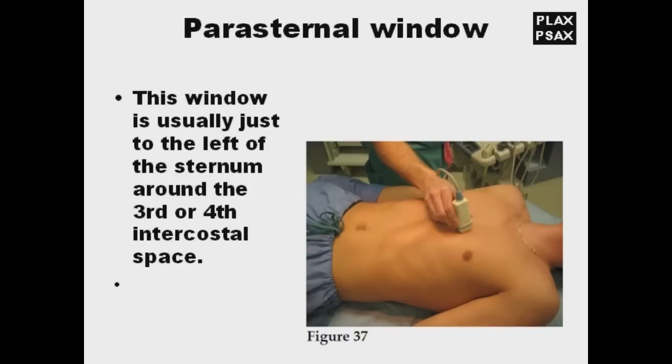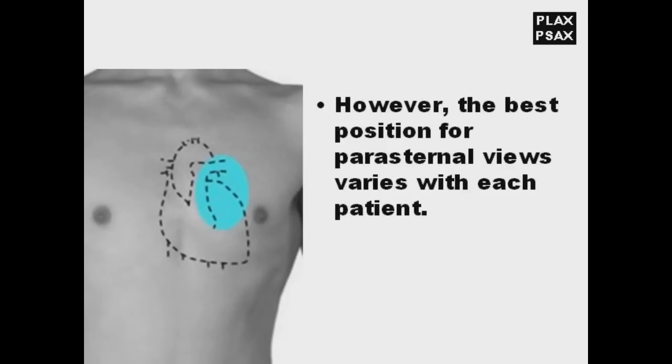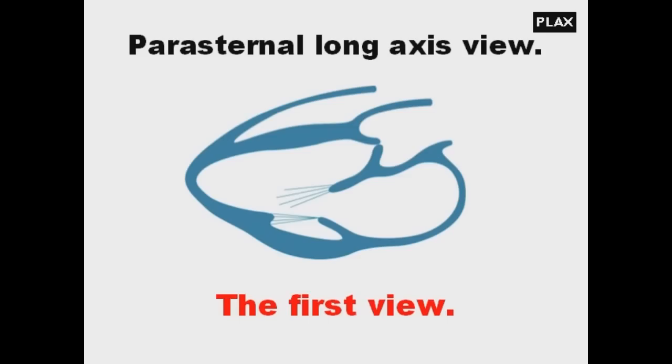The first of the 2 principal windows is the parasternal window. It is at the left of the sternum bone, around the 3rd or 4th intercostal space. The position of the parasternal window varies with each patient and sometimes also to visualize different structures in the same view. Parasternal long-axis view is a sagittal view of the heart that shows the left-sided chambers, mitral valve, aortic valve, a little part of the right ventricle, and the proximal aorta.